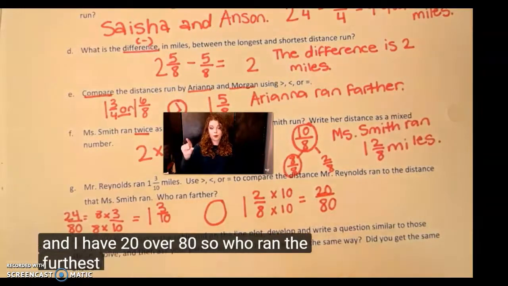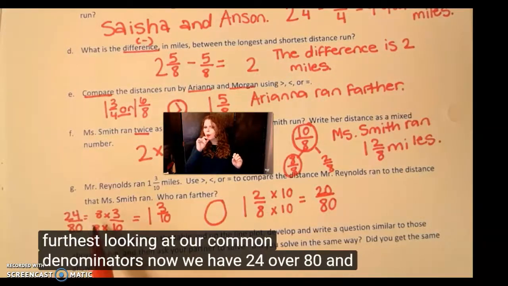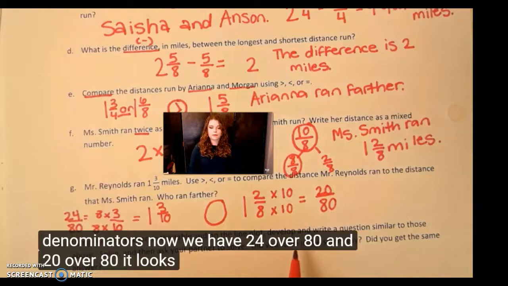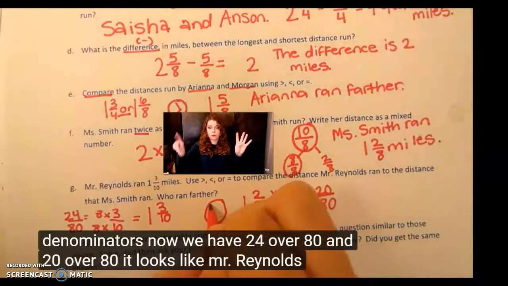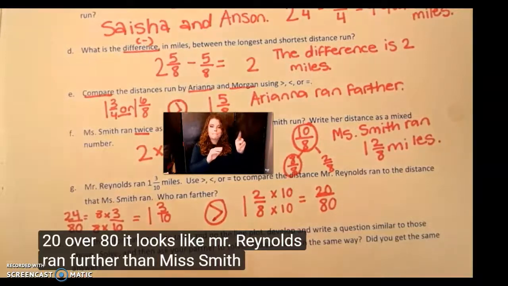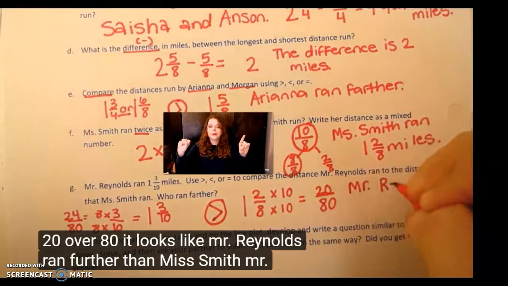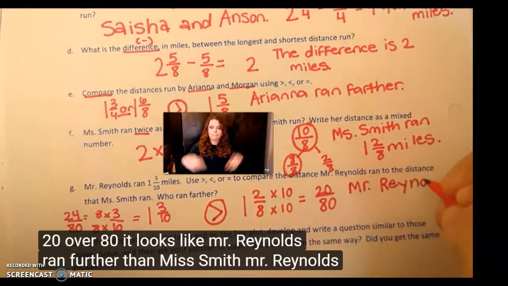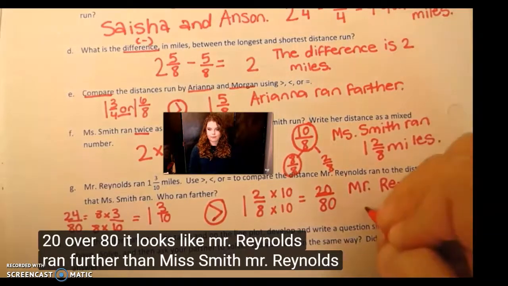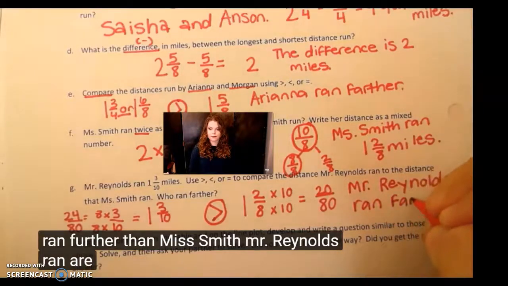So who ran the furthest? Looking at our common denominators now, we have 24 over 80 and 20 over 80. It looks like Mr. Reynolds ran further than Miss Smith. Mr. Reynolds ran farther.